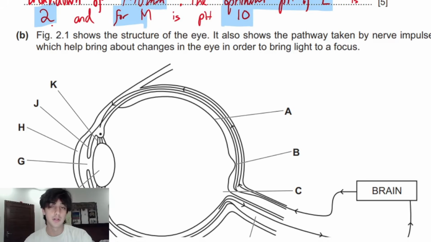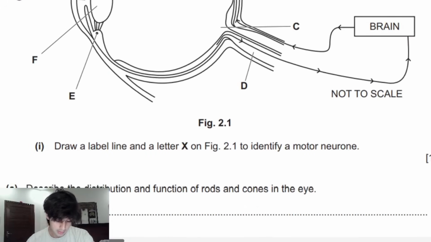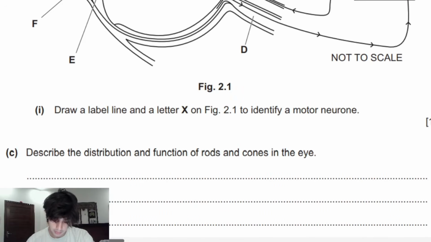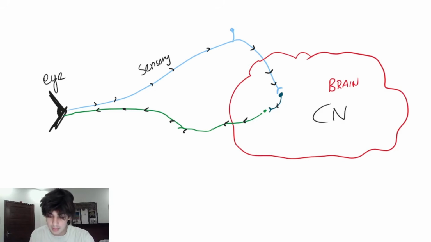Okay, moving on, figure 2.1 shows the structure of the eye. It also shows the pathway taken by nerve impulses. So draw a label line and a letter X on the figure to identify a motor neuron. We're going to have our sense organ over here, the eye, that is going to act as a receptor. Now the sensory neurons are actually going to pick up this stimuli and deliver it to the CNS, central nervous system, which is the brain over here.